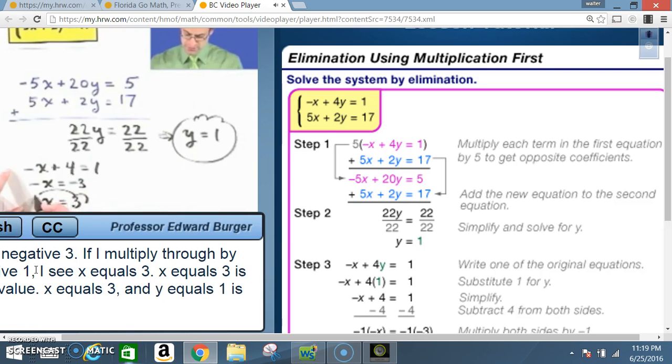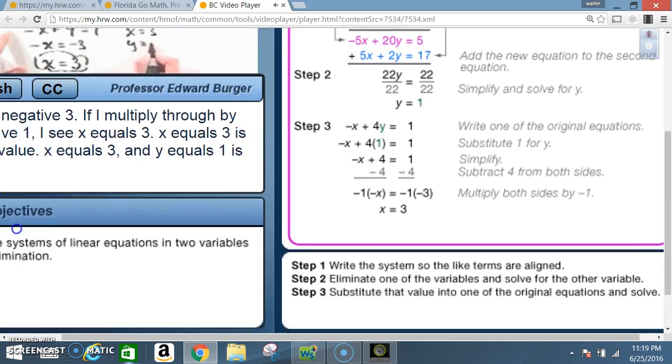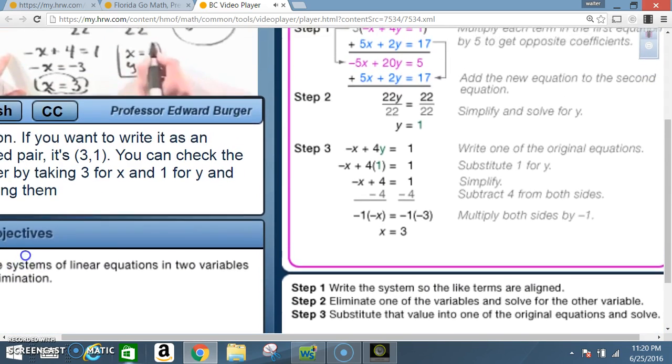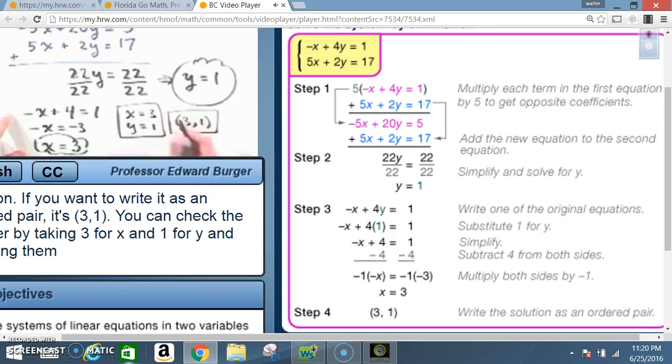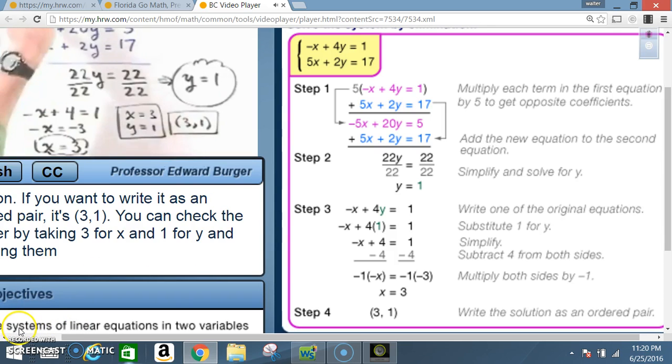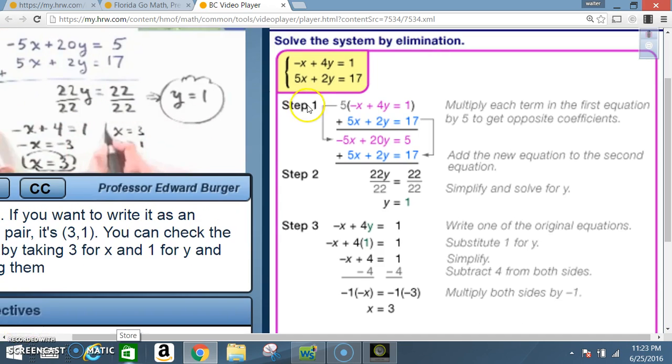And so x equals 3 is the x value. So x equals 3, y equals 1 is the solution. If you want to write it as an ordered pair, it's (3, 1). And you can again check the answer by taking 3 for x and 1 for y and plugging them back into both of these, ensuring that both of these are satisfied. All right, now before we move on, let's review and make sure you have these steps down.